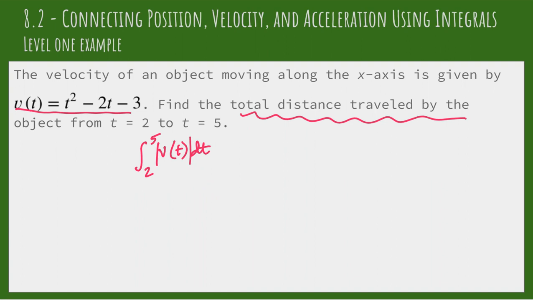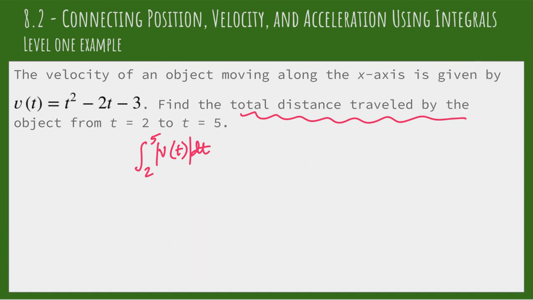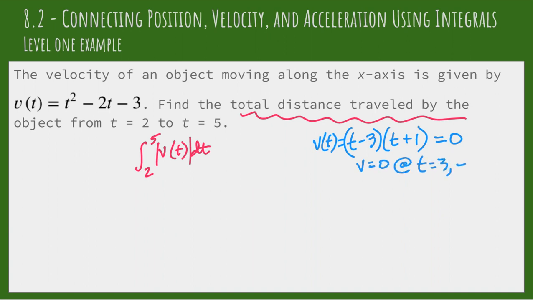Well, in order to do that, we're going to need to know when the velocity is positive and when the velocity is negative. So the very first thing I'm going to do is figure out where the object is moving to the right and when it's moving to the left. And to do that, I'm going to start by factoring. So the velocity is going to be t minus 3 times t plus 1. And if I set that equal to 0, the velocity is equal to 0 at t equals 3 and t equals negative 1.